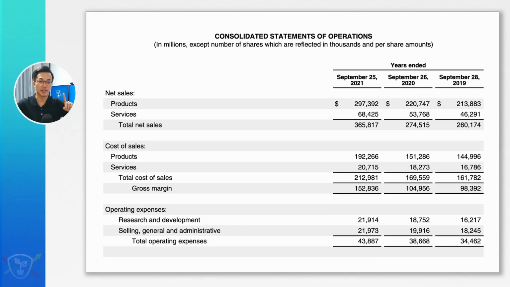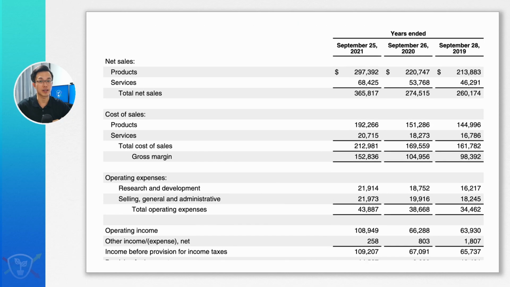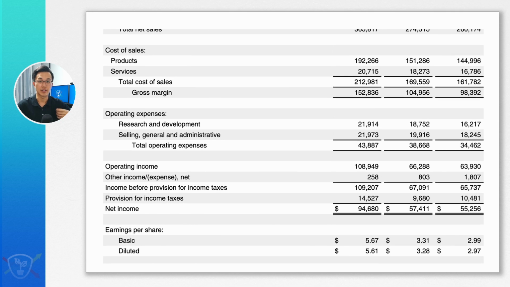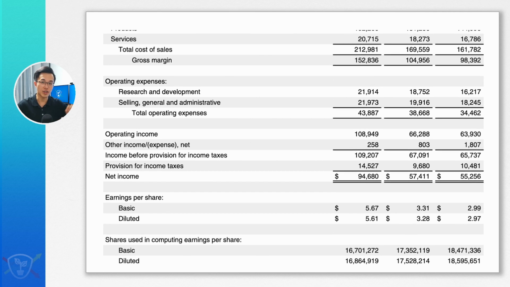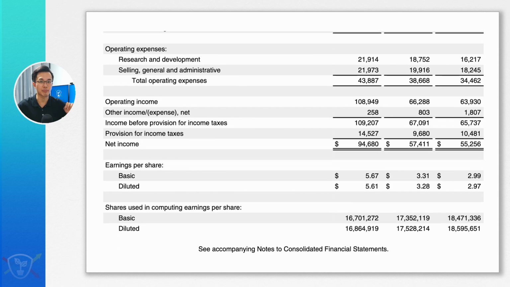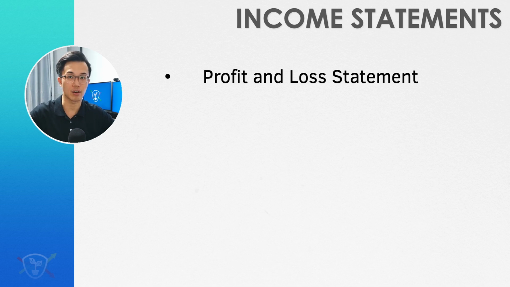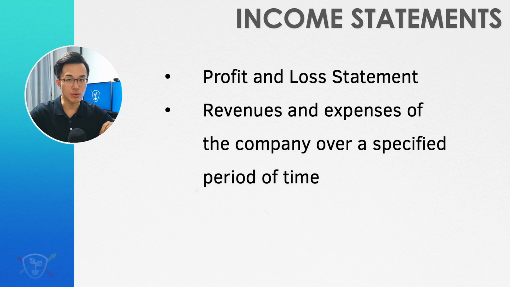This is one out of three key financial statements that tell us the health and wealth of a company. This video is an overview and an introduction into how to read a company's income statements. The income statement of a company is also known as its profit and loss statement. Now it functions to tell us the revenues and expenses of that particular company over a given period of time.